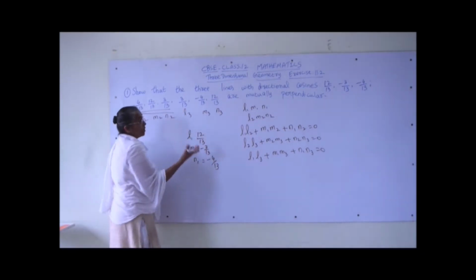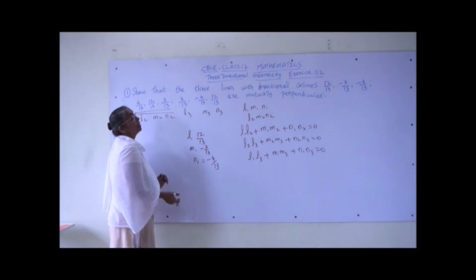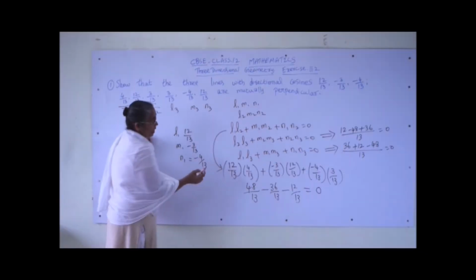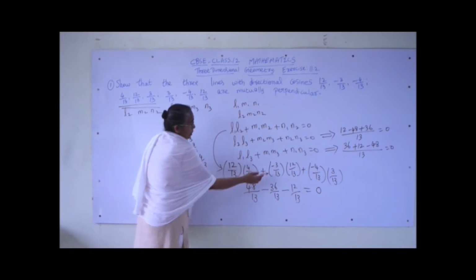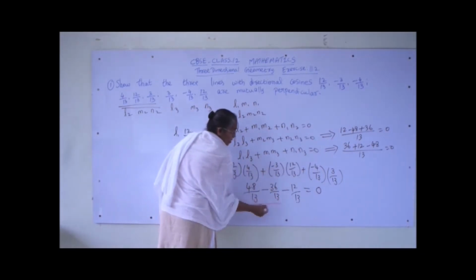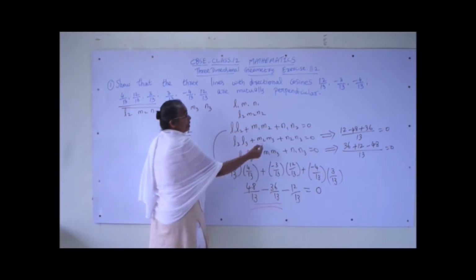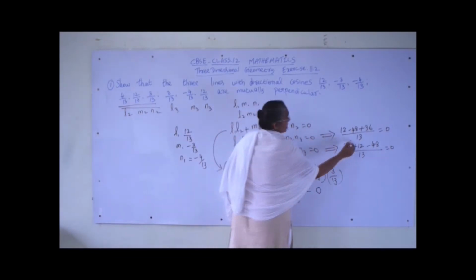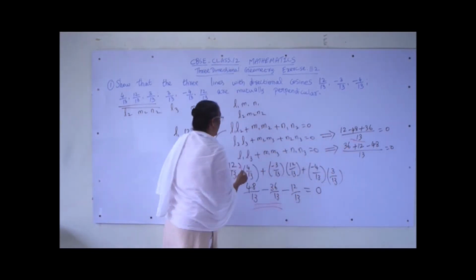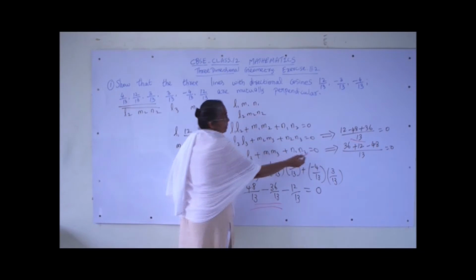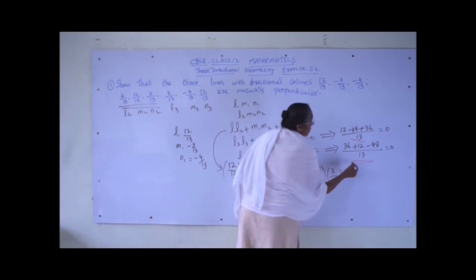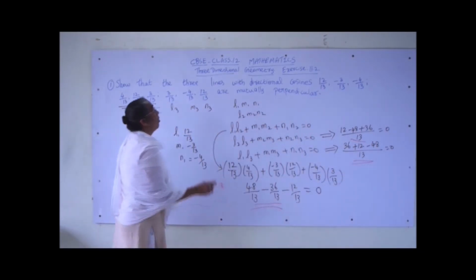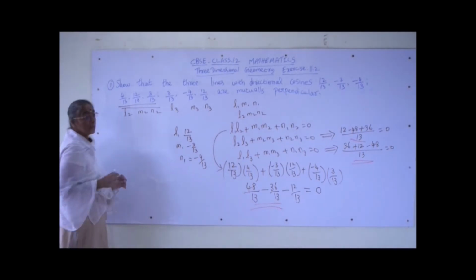So you can do the calculation and we can prove that they are mutually perpendicular. Here we proved l1 l2 + m1 m2 + n1 n2 is 0. Similarly, l2 l3 + m2 m3 + n2 n3 is 0 and l1 l3 + m1 m3 + n1 n3 is equal to 0. So all the three lines are mutually perpendicular.